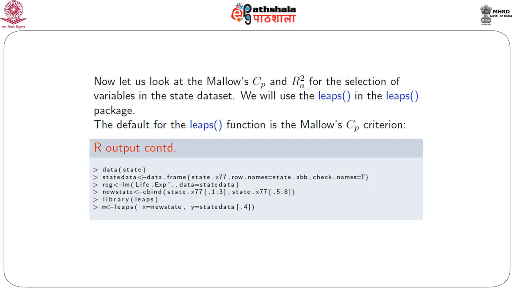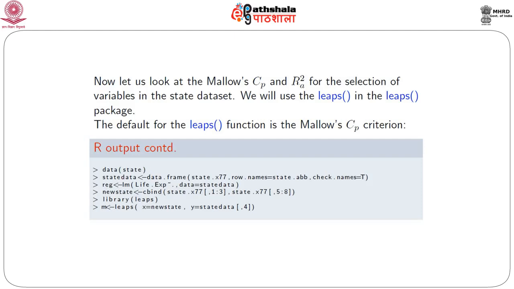Then we use the leaps function and call that m. So, m equals leaps, x equals our new state and y equals statedata with the fourth column of the state data, which is our response variable.